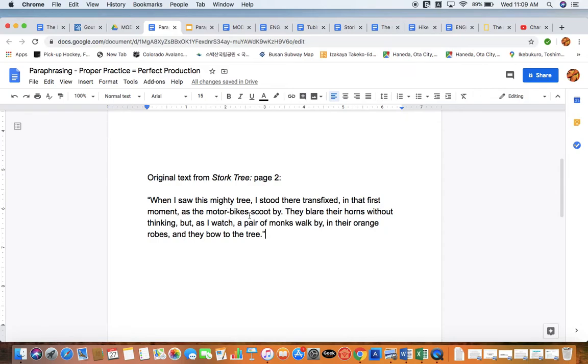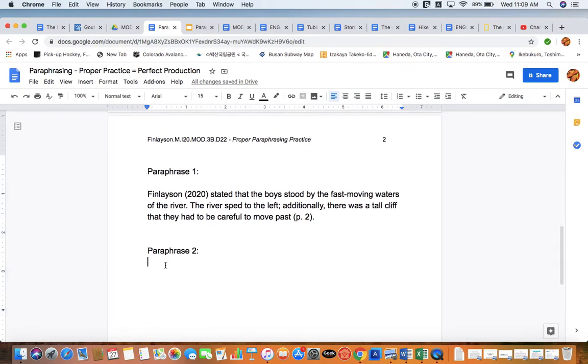The main idea here is that the tree really captured the attention of the writer. There are motorbikes in the scene that are making noise, but then there's a contrast here of a pair of monks moving by peacefully and honoring the tree. Okay, so let's move down here. Okay, so this one, we'll do as a non-integral citation. That means that we already know that at the end, we'll have to include all of the information of the citation.